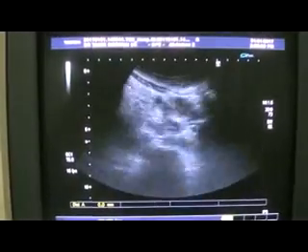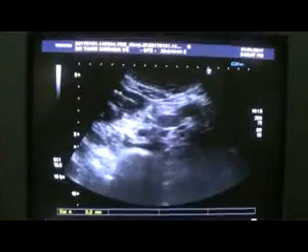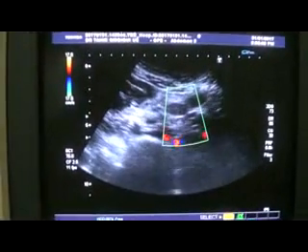Sorry for the noise of the generator, but in the area where we are living, we have to survive in this way.